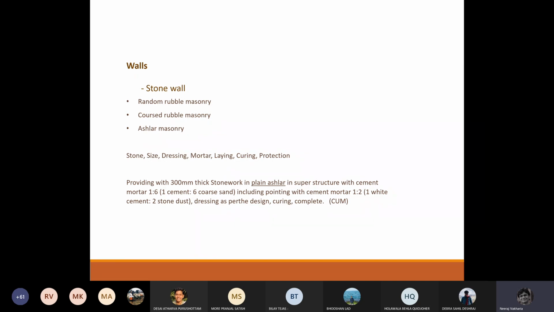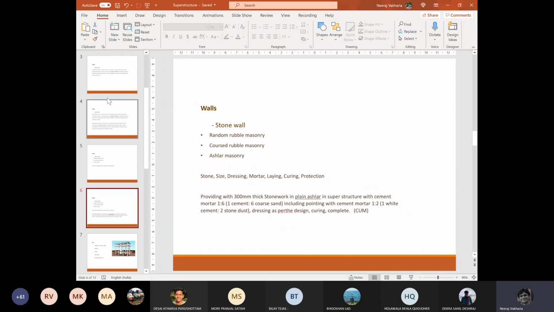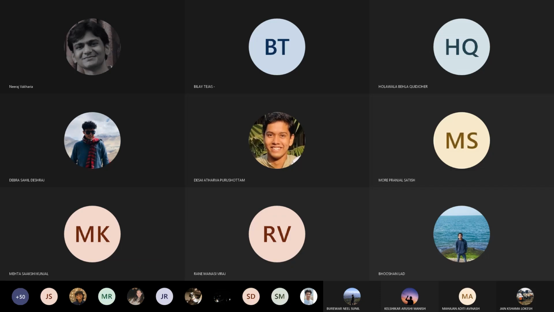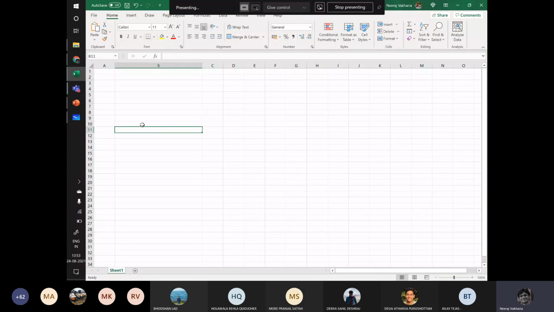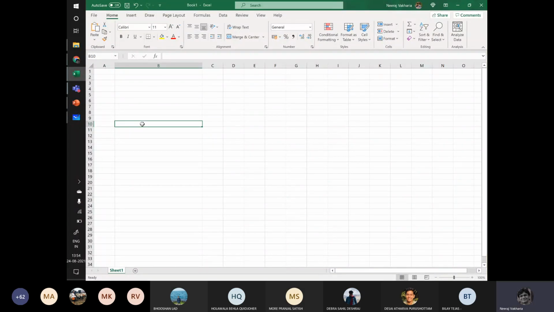Okay, so when you are writing, just a second. Screen. Okay, so you can see Excel file, right? Okay. Yes. Yeah. Yes. Okay.